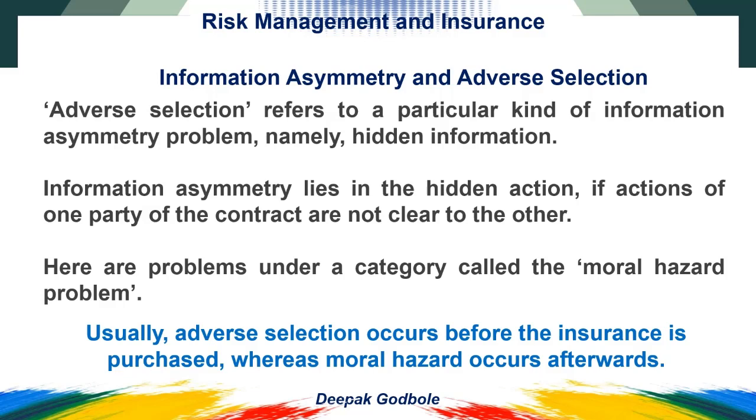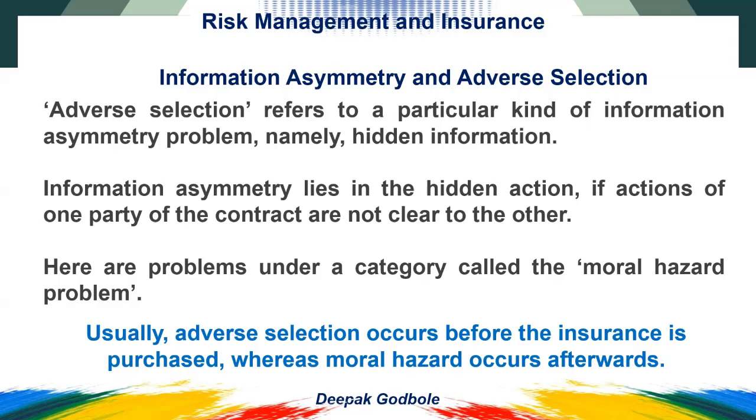Adverse selection refers to a particular kind of information asymmetry problem, namely, hidden information. In other words, adverse selection is the phenomenon that bad risks are more likely than good risks to buy insurance. Moral hazard is the phenomenon that having insurance may change one's behavior. If one is insured, then one might become reckless.